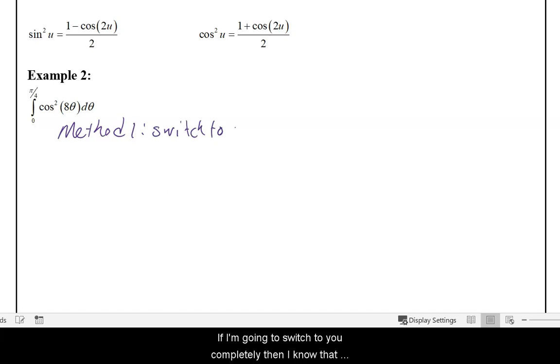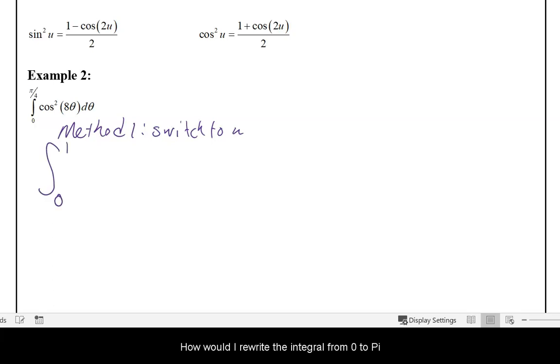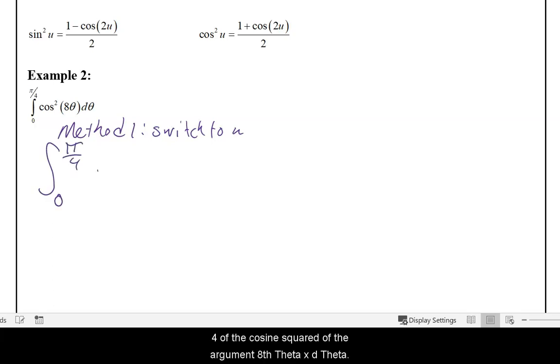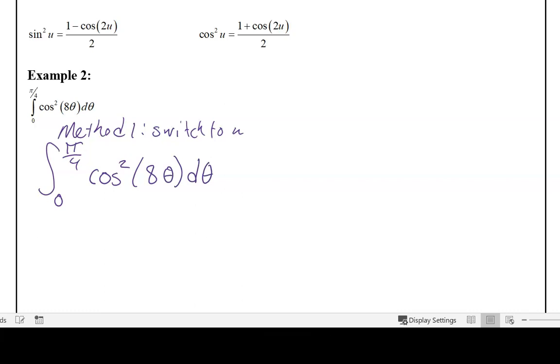If I'm going to switch to u completely, then I know that I'll have to compute du and find the new limits of integration with respect to u and not with respect to theta. However, to do that, I need to use the double angle formula to get me out of cosine squared. How would I rewrite the integral from 0 to pi divided by 4 of the cosine squared of the argument 8 theta times d theta?